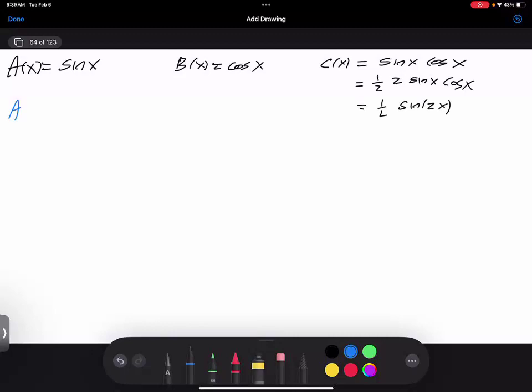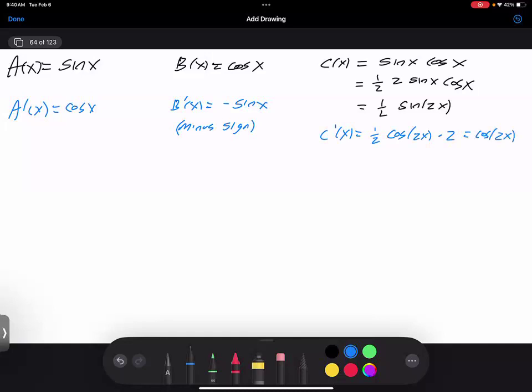So I'm assuming we know the trig derivatives of the basic function. The derivative of sine is cosine. The derivative of cosine is negative sine of x. The mnemonic I like to use is you have to remember where to put the minus sign. The minus sign goes with negative sign. And now, what's c prime of x going to be? It's 1/2, derivative of sine is cosine 2 of x, and then the derivative of 2x is 2. So it's just cosine of 2x.